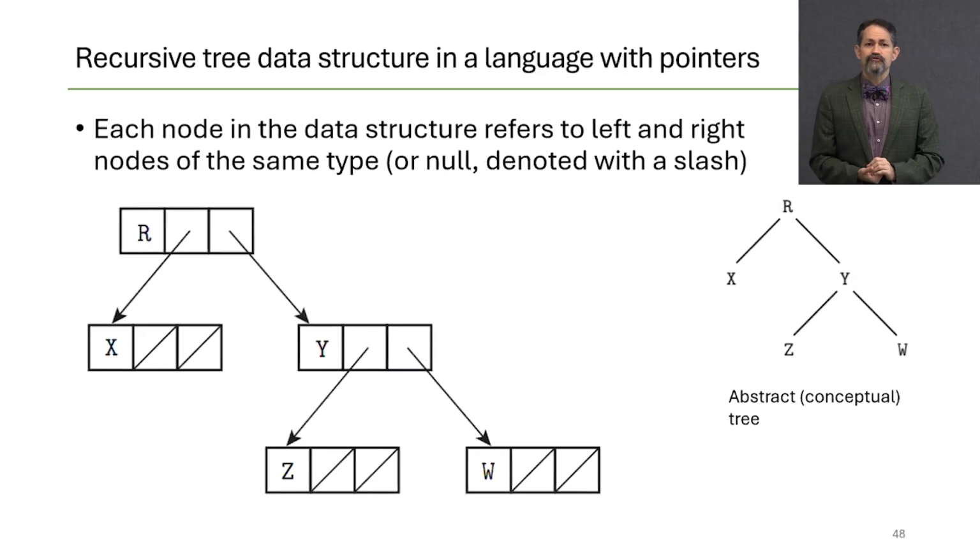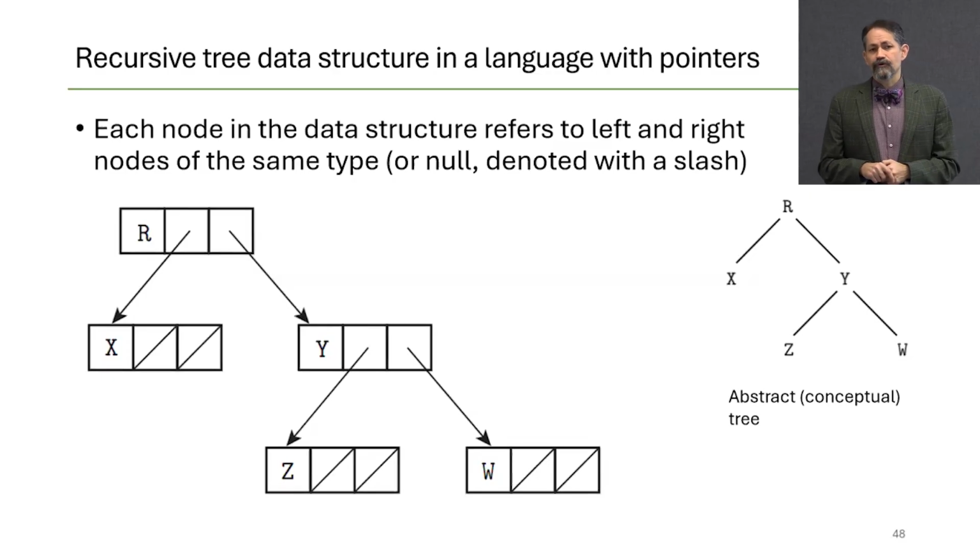If we look at a recursive tree data structure in a language with pointers, it will be structured like the following shows. So on the right, we have an abstract conceptual tree, right? So we have at the root R, children x and y, and y has children z and w. Now, when we represent this with recursive types, each node in the data structure will refer to right and left nodes of the same type.